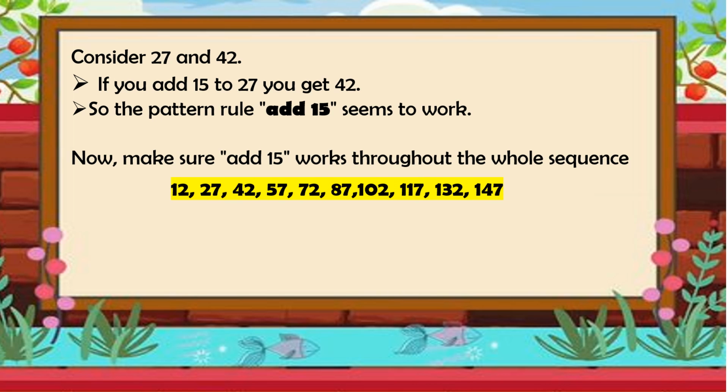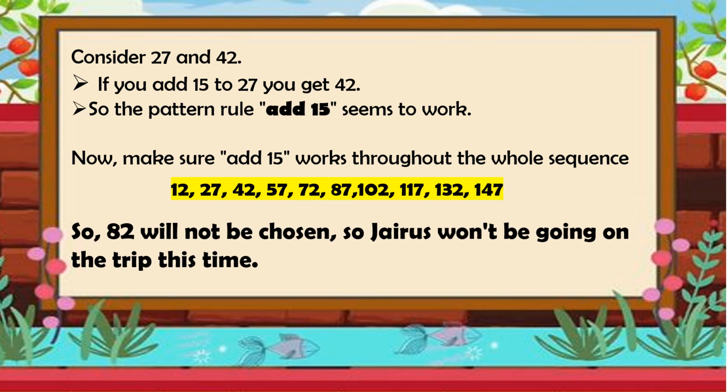So 12, 27, 42, 57, 72, 87, 102, 117, 132, and 147. So that means 82 will not be chosen. So Jairus won't be going on the trip this time.